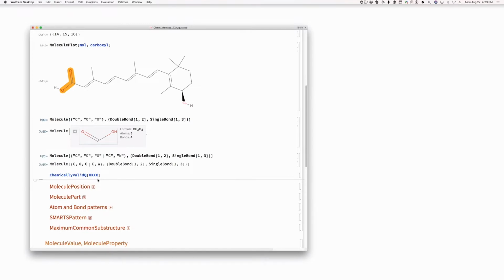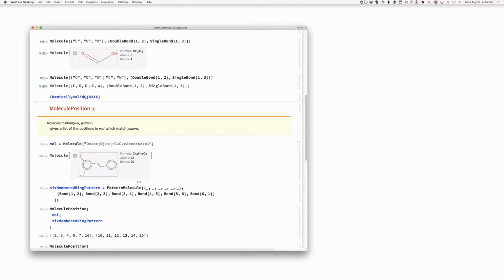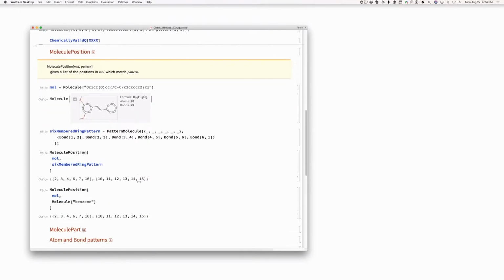All right, let's keep going. I like that name for now. Okay, what is this about? So, molecule position. So we got a molecule here.